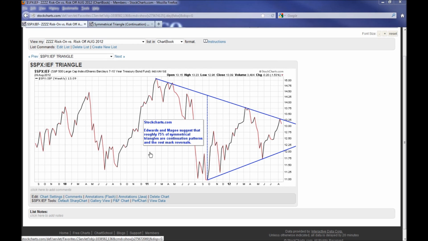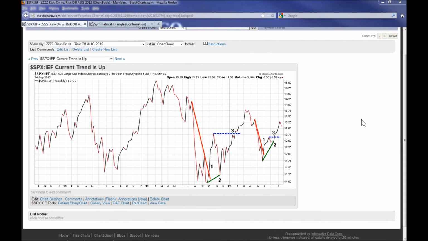25% mark reversals. So a continuation pattern would tell us that the trend that was in force prior to the formation of the triangle should remain in force roughly 75% of the time. Now let's look at the current trend of this ratio.